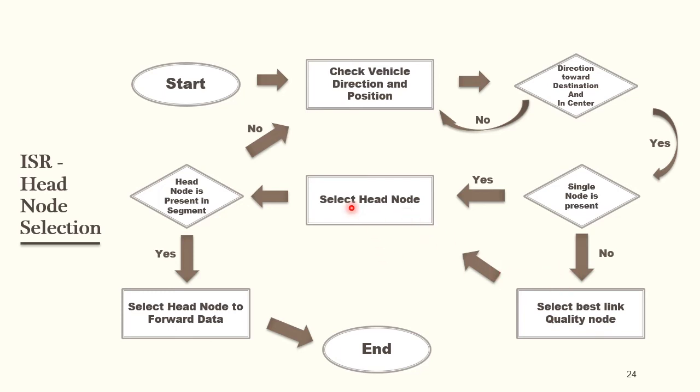And after the head node is selected, we will check if the head node is present within a segment. If yes, then we will select this head node to forward the data, meaning the head node is selected successfully. If not, then we will again check the other vehicles' direction and position. This part is when the head node leaves the segment.